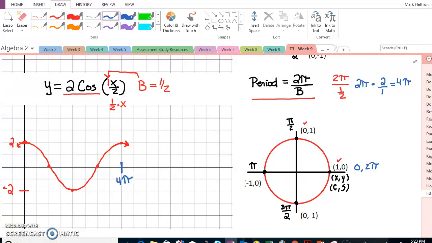Well, half of 4 pi is 2 pi, and half of 2 pi is 1 pi. And halfway between 2 and 4 pi is 3 pi. And so now I have everything labeled for a very easy 2 cosine of x over 2.